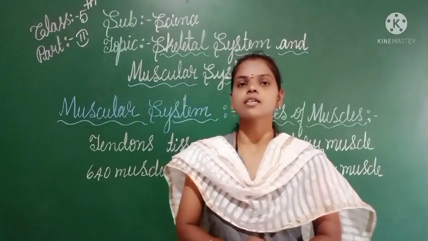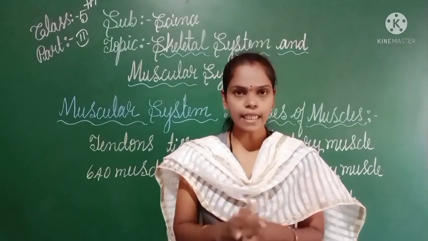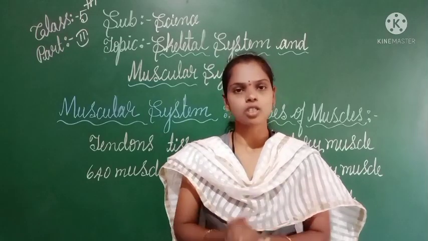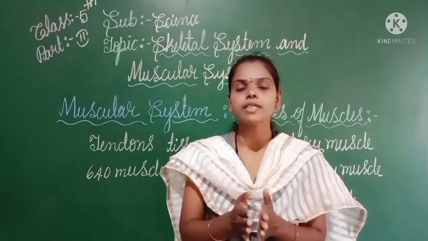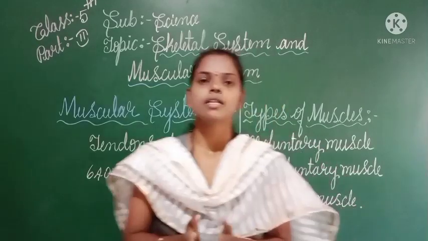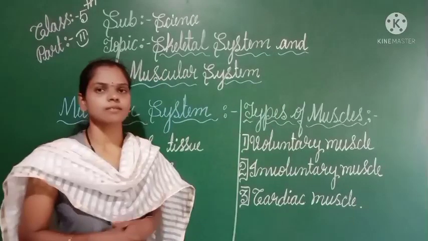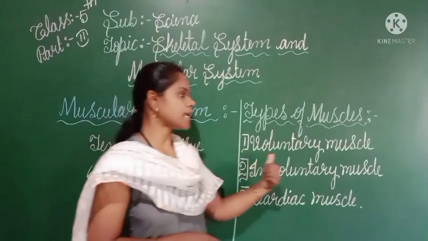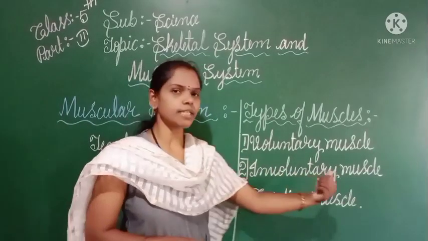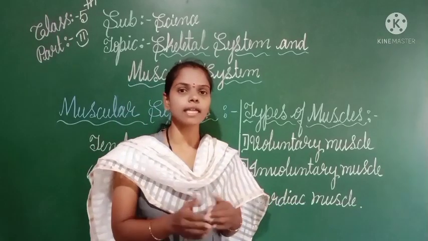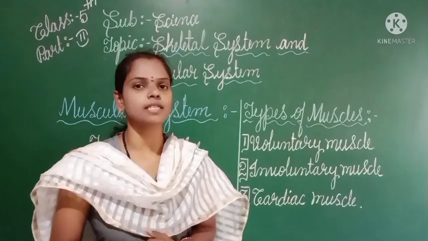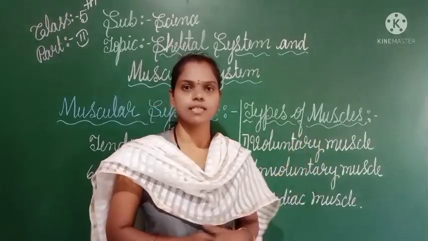Now let us learn in detail about the types of muscular system. The muscular system is made up of 3 types of muscles: voluntary muscles, involuntary muscles and cardiac muscles. These are the 3 kinds of muscles present in the muscular system.